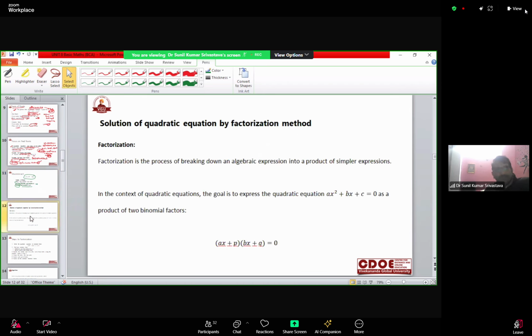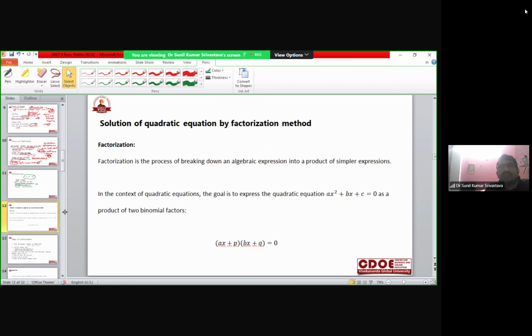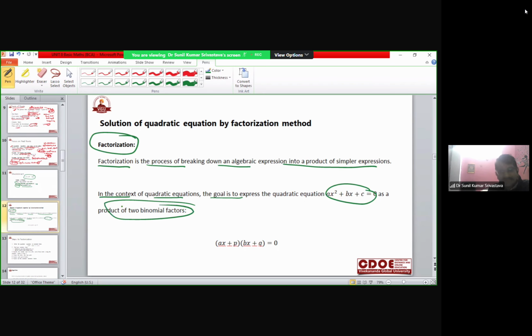Now, solution. How to find out the solution of quadratic equations? The first method is the factorization method. Factorization is the process of breaking down an algebraic expression into a product of simpler expressions. In this context, the goal is to express the quadratic equation as the product of two binomial factors, that is, of the type (ax plus p) and (bx plus q) is equal to 0.